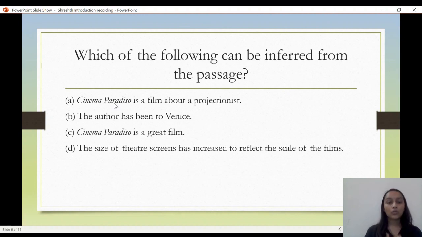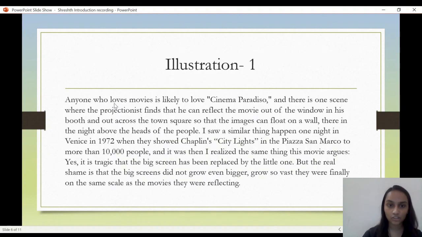So which makes this option also to be incorrect. So option A is incorrect as well. Now we are only left with option B, which is our answer. That the author has been to Venice. Now we'll just refer back to the passage once again to cross check.